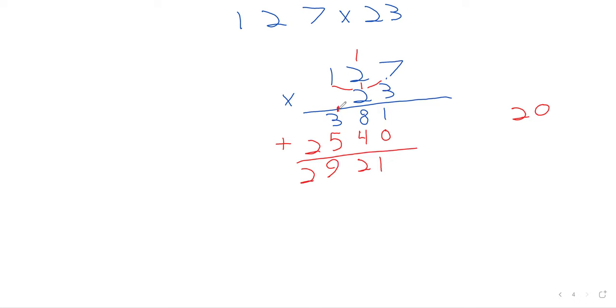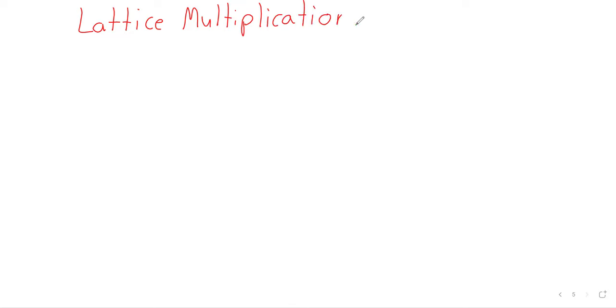So the alternative to this is lattice multiplication. Let's present this via example. Say we have a 37 and a 57, and we want to multiply these together.